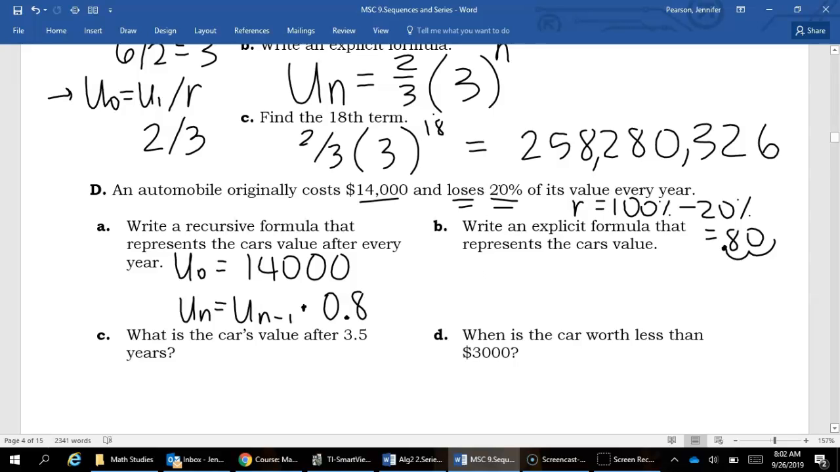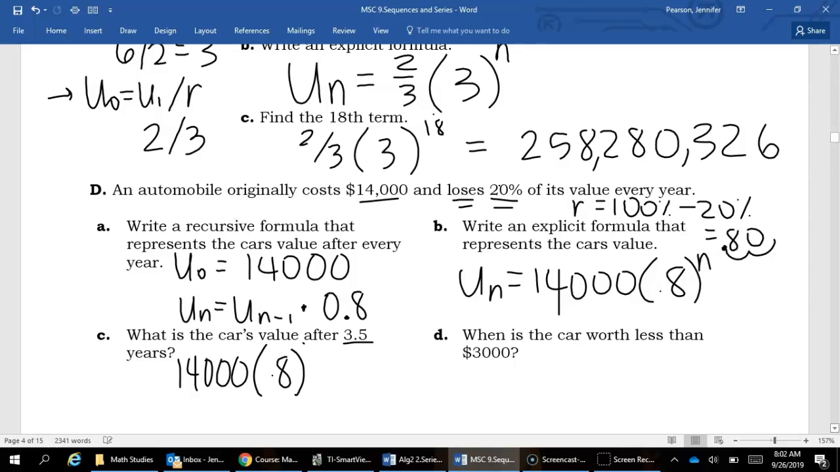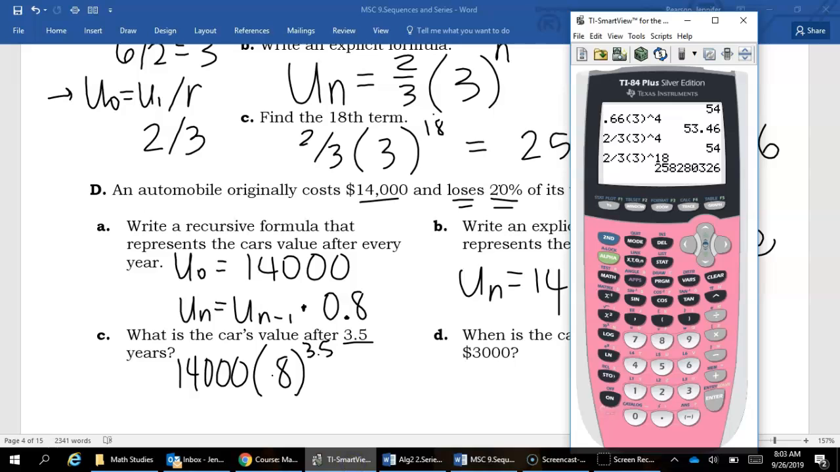I can plug both of those values into my explicit formula, which is helpful for jumping right to whatever answer I'm looking for. What is the car's value after 3.5 years? I'm going to substitute that value in for n, 14,000 times 0.8 to the power of 3.5. Did I freeze? There we go. After 3.5 years, the car will be worth approximately $6,411.25.